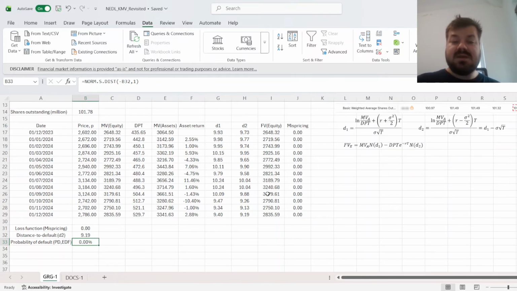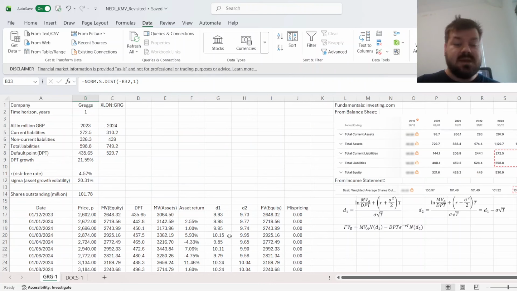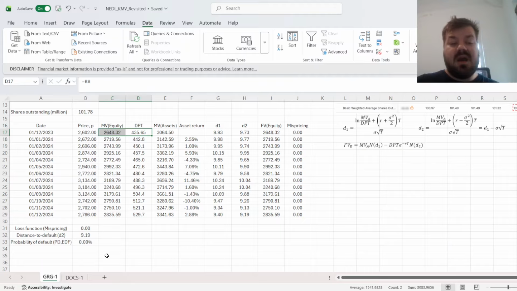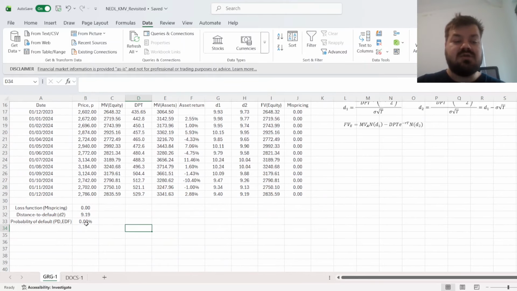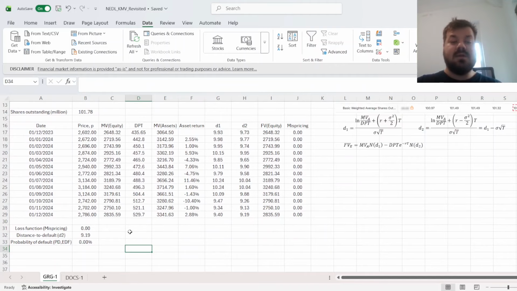Well, for many companies, especially well-established companies and companies that are not too aggressive with their debt, that are not very highly levered, as Greg's is, we can see that its debt to equity ratio, if we use market value, is very small. It's less than 20%. We do observe very low probabilities of default, especially over short time horizons. But the beauty of the KMV framework is that we can extrapolate that to any time horizon we like.